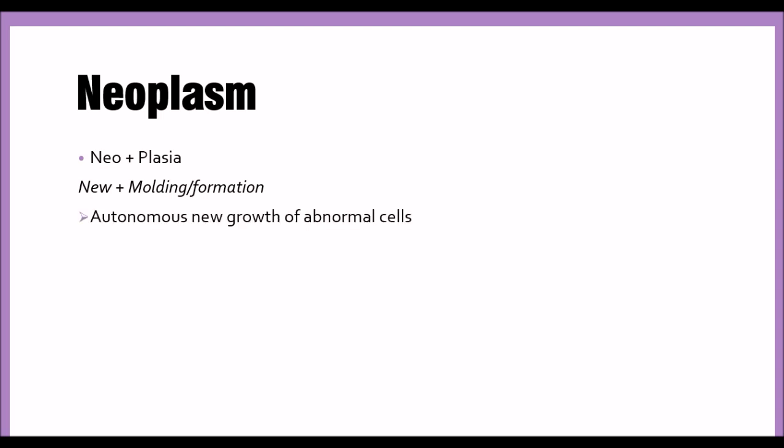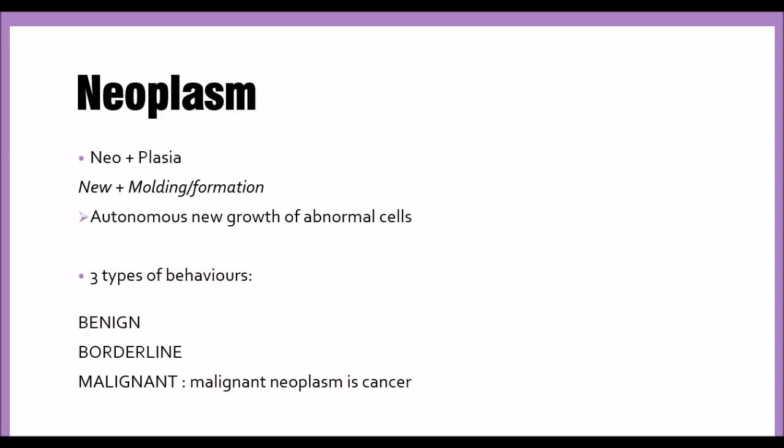So cancer, the word itself, has no scientific meaning. And what I mean by that is that cancer scientifically is a malignant neoplasm. So what's a neoplasm? New plasm, molding, formation. So a neoplasm is the autonomous new growth of abnormal cells. And this new growth can have three types of behavior. A neoplasm can be benign, borderline, or malignant. And it's important to understand that cancer, what society knows as cancer, is a malignant neoplasm.